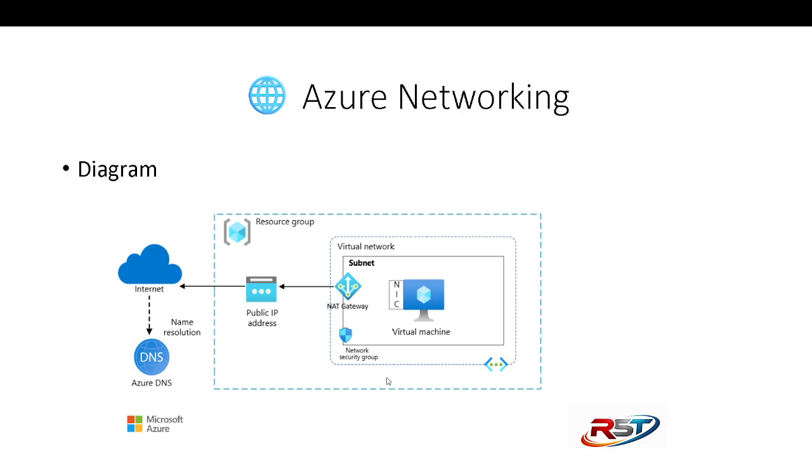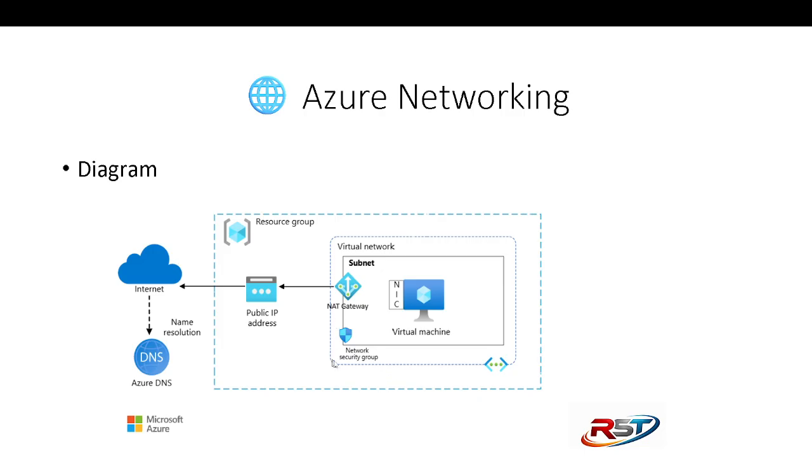And for the subnet we create a network security group also. It's like a firewall. A network security group we can create on a subnet as well as on a NIC. And this NAT gateway will be there, on the public IP address, which we will cover later. Then name resolution, Azure DNS, and the internet, like this.